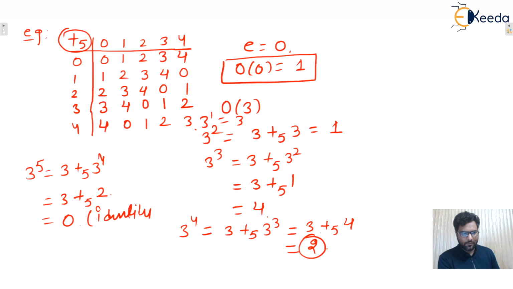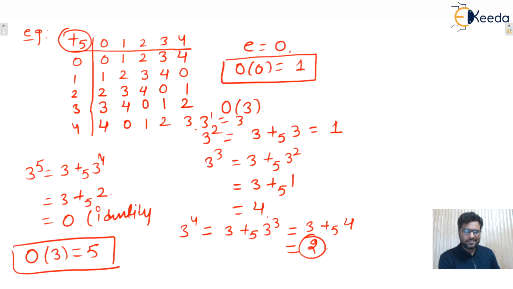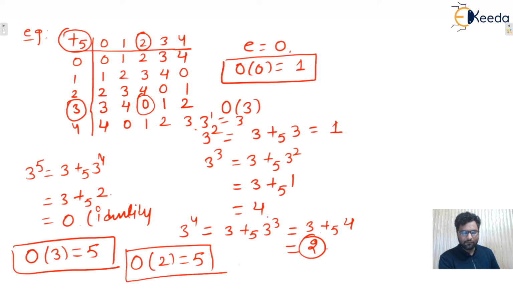So we can say that the order of the element 3 will be 5. If the order of 3 is 5, then its inverse will also have order 5. So here the inverse of 3 is 2. You can see 3 addition modulo 5 with 2 is the identity element. So in this manner the order of 2 will also be 5, because any element and its inverse will have the same order. I hope this one is clear to everyone.